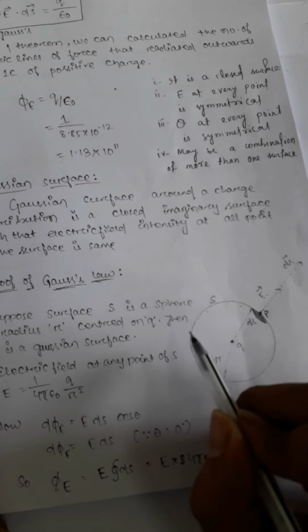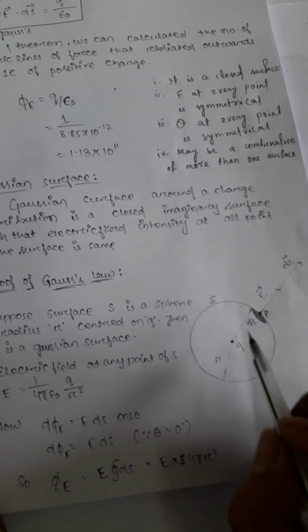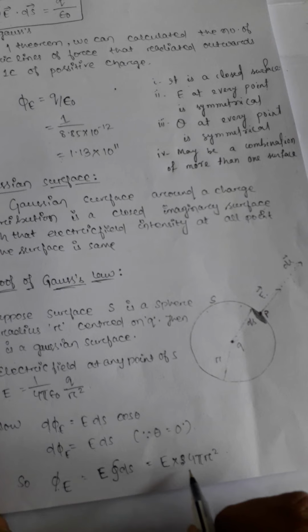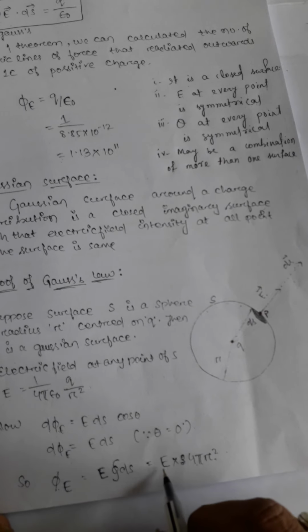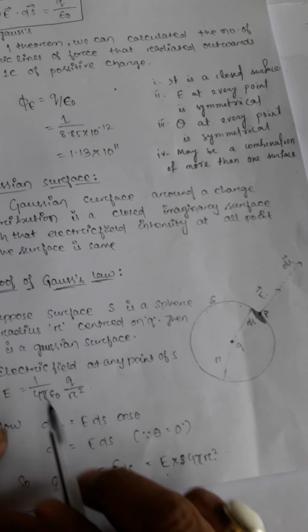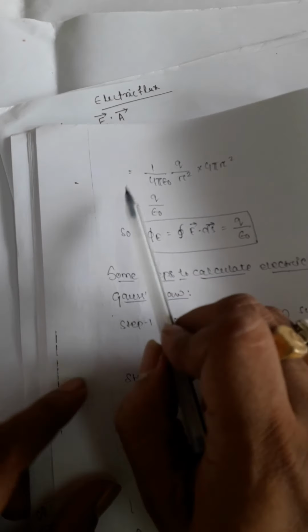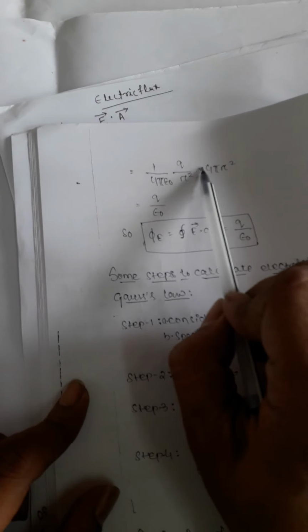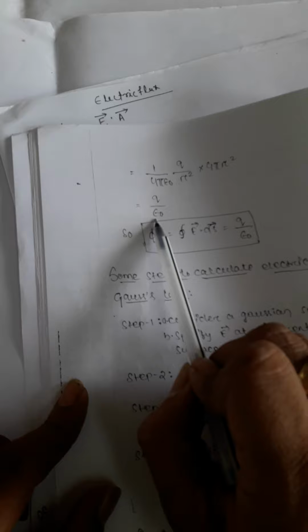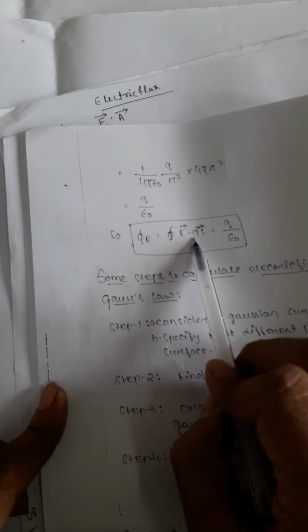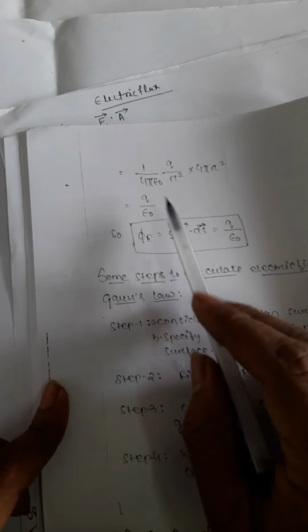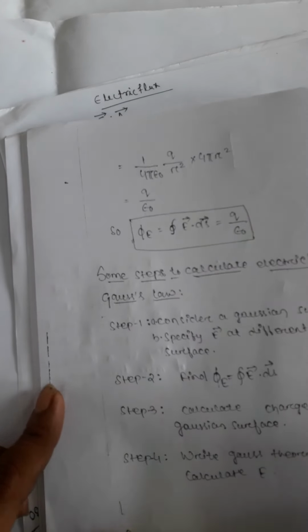It is the total area S of this Gaussian surface, and this value will be 4 pi r square. The value of E is equal to 1 by 4 pi epsilon r q by r square. So it will be 1 by 4 pi epsilon r q by r square instead of E, and into 4 pi r square, that is q by epsilon r. So electric flux is equal to closed integral E dS is equal to q by epsilon r. This is the proof of Gauss law.